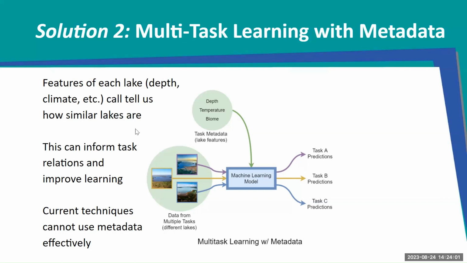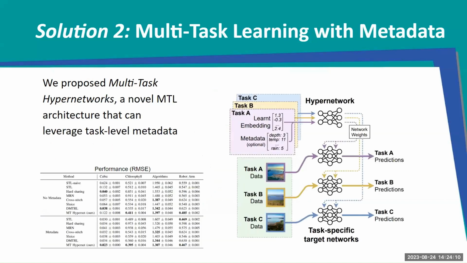Once again, existing methods cannot use metadata effectively because it's task level information that doesn't really fit in with the data set naturally. So what we did was we proposed multitask hypernetworks. This is a multitask learning architecture that can leverage task level metadata.